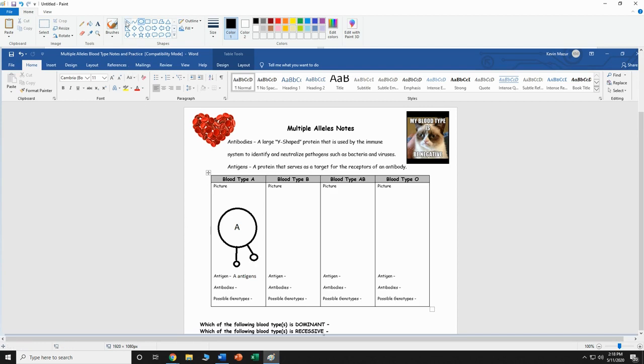All right. So think of antigens as little flags that identify to the rest of your body that says like, hey, this is part of your body, it is what you're expecting.